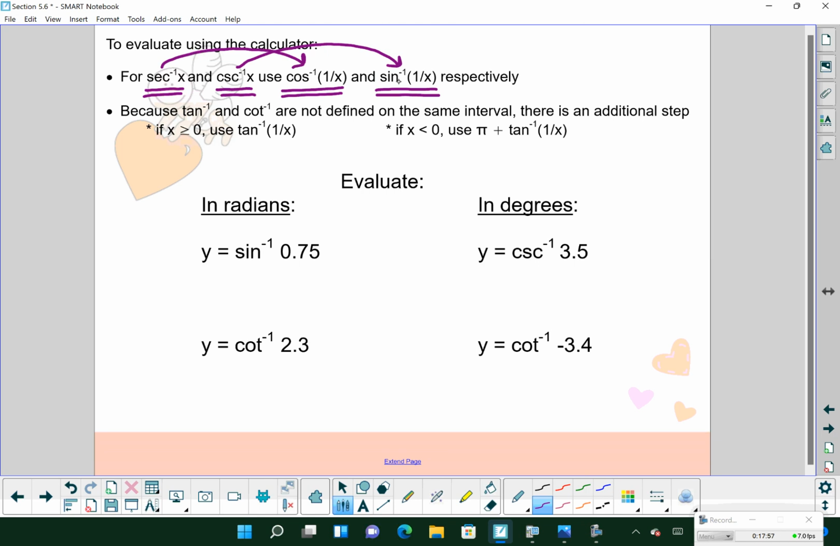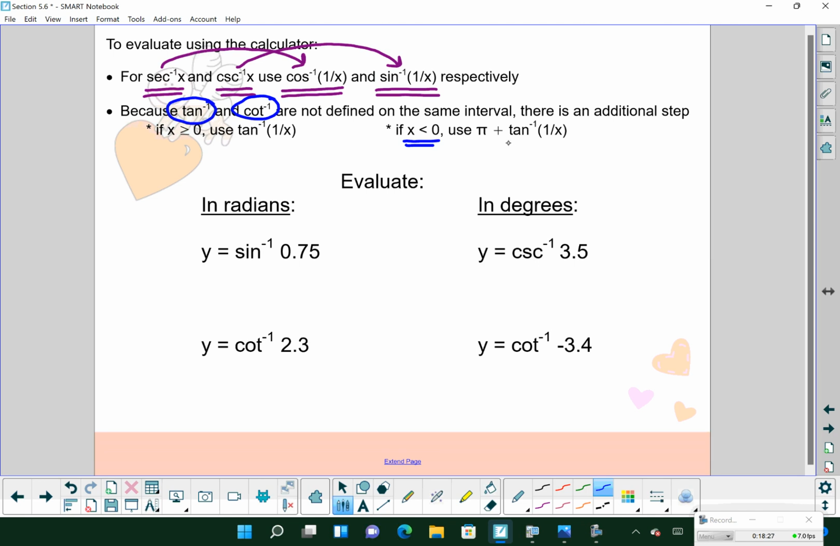But tangent and cotangent are going to cause a problem. Inverse tangent is defined in quadrants 1 and 4. Inverse cotangent is defined in quadrants 1 and 2. So if I have an answer in quadrant 1, I'm fine because that's a value that I can find for both functions. But if I have an answer in quadrant 4, I'm in trouble. So if we have an answer in quadrant 4, if we have an x value that's negative, pretty much is when that's going to happen.